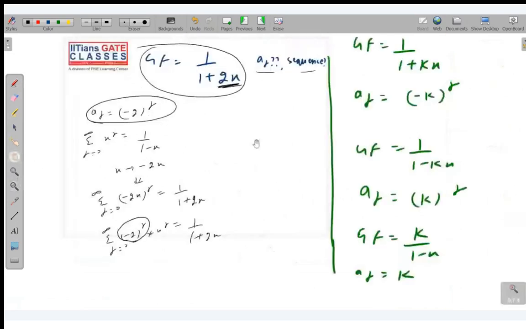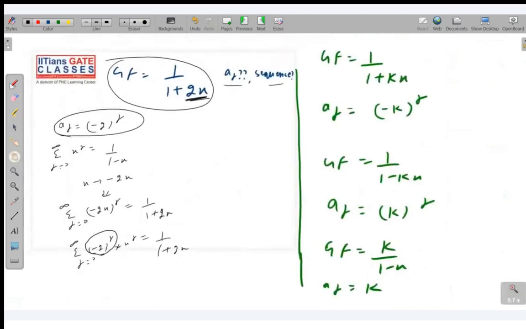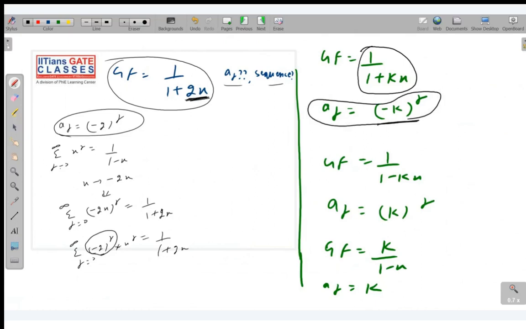Okay, so now I have written some formulas. If the generating function is 1 upon 1 plus kx, then what will the numeric function be? The numeric function will be minus k power r. I think you have got it. Minus k power r.